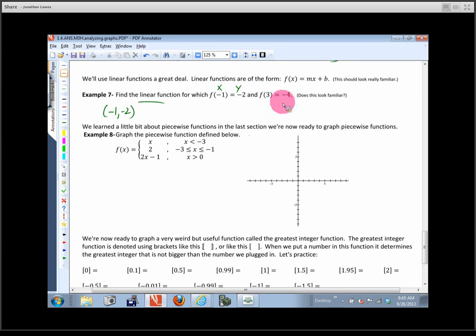3, -4, right? So what two things do you need to write the equation of a line, Sarah? Two things you need to write the equation of a line.